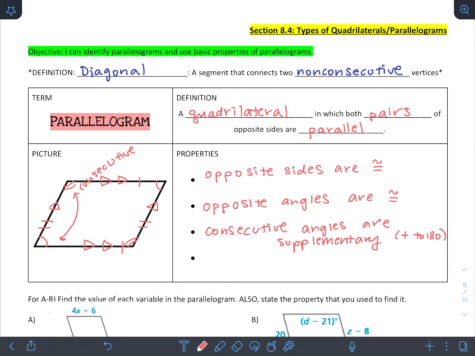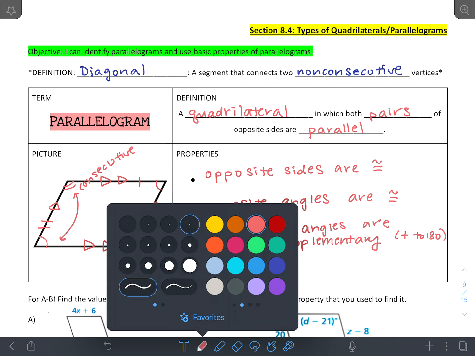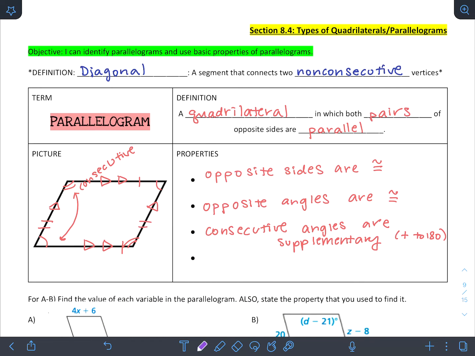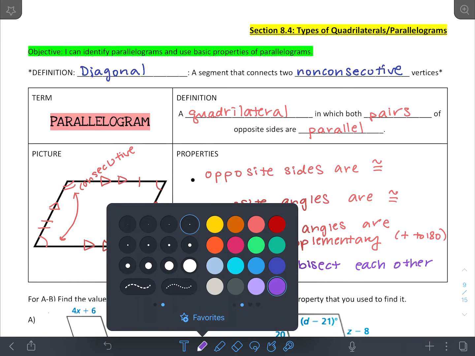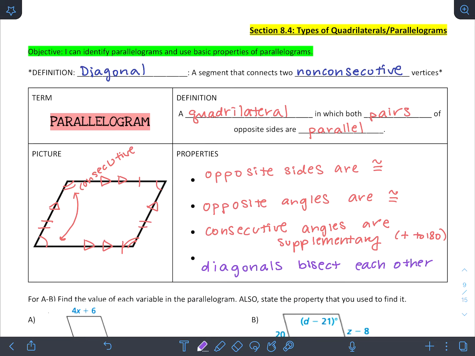opposite. And then the last thing, and I'm actually going to change colors just to see this a little bit easier, is that diagonals bisect each other. I think sometimes people think bisect just means like runs into or intersects, but bisect has a more special definition than that, and that it means they cut each other exactly in half.